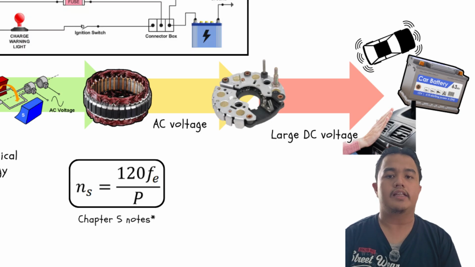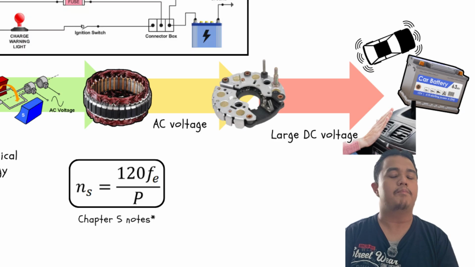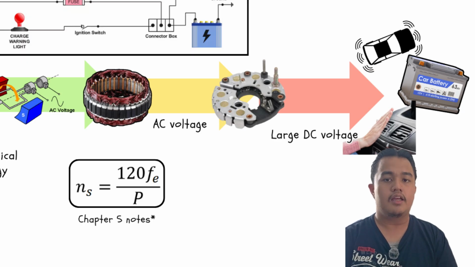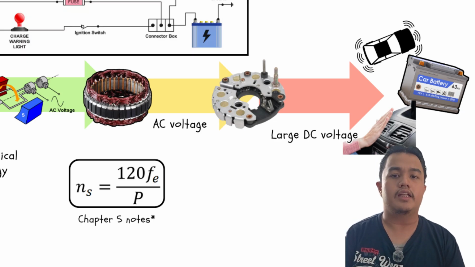That AC voltage then hits the rectifier, gets converted to DC voltage, and that DC is what charges the battery and powers all the car's electrical systems. Therefore, mechanical energy is in, usable DC electrical energy out.